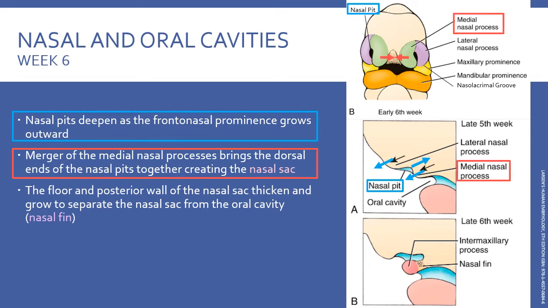Now, when the medial nasal processes merge, and we talked about that in the last lecture, those are the red arrows in the top picture. When they merge, they actually bring the back ends of the nasal pits together, and that forms the nasal sac. So now the nasal pits are continuous with one another, and that creates this empty space called the nasal sac.